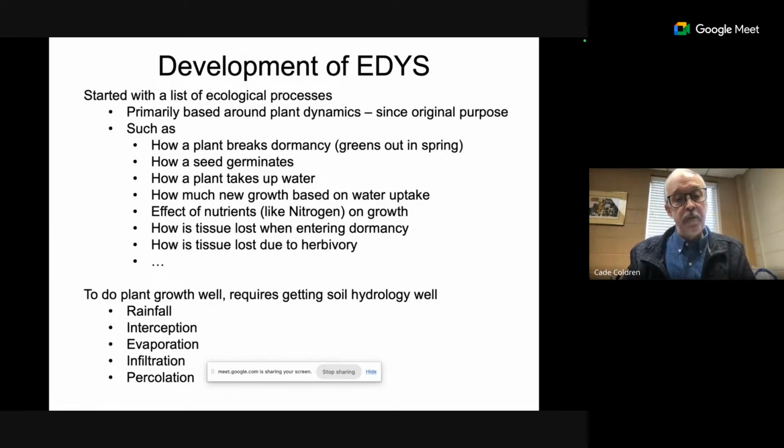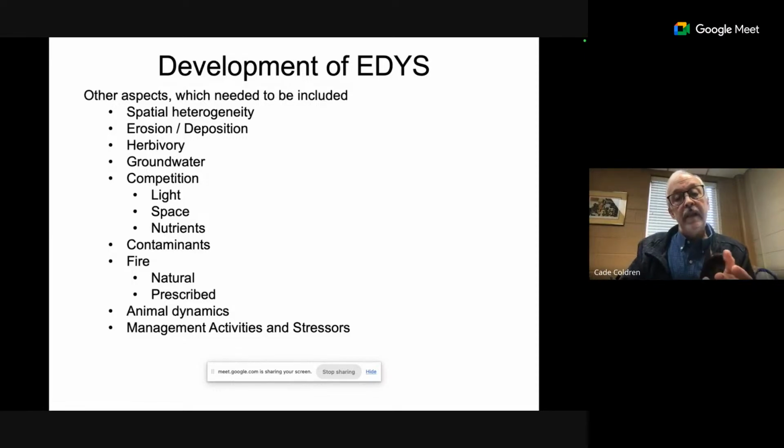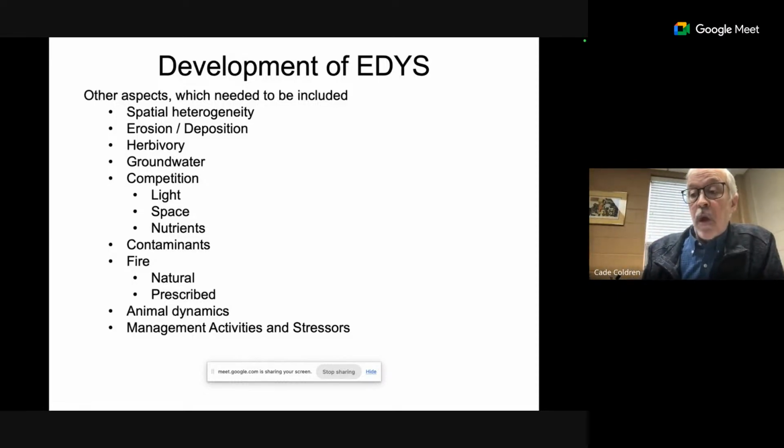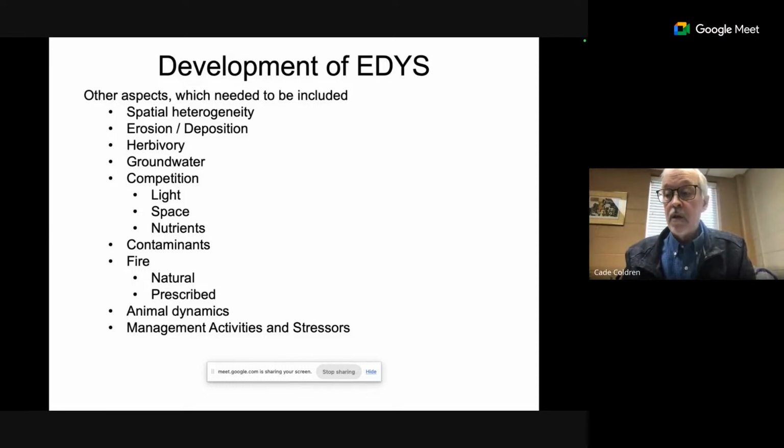We also realized that if we're going to do plant growth well, we got to get the soil hydrology modeled well also, which includes dealing properly with rainfall, interception, evaporation, infiltration, percolation, recharge, runoff. And then once those pieces were working, we brought in a number of others, like adding spatial heterogeneity, erosion and deposition, herbivory, groundwater effects, competition for light, space, and nutrients, and of course, contaminants, fire, whether it's natural fire or prescribed. All types of different animal dynamics that I'm not even going to go into today. And then a whole slew of management activities and stressors, both natural and anthropogenic.